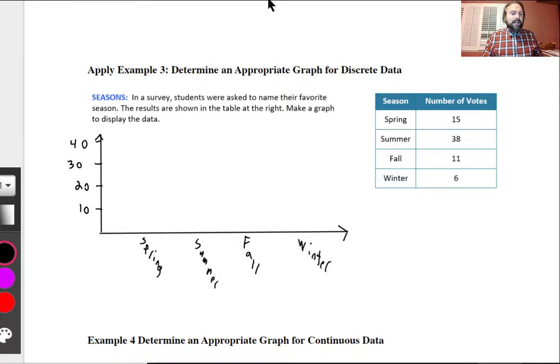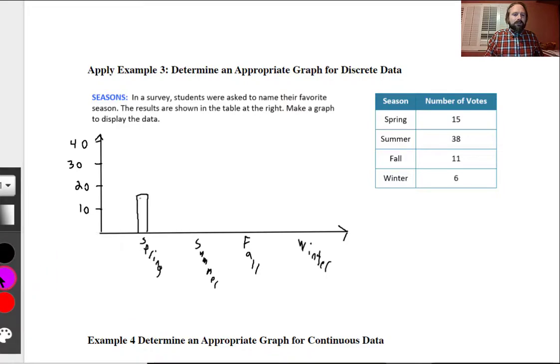So let's explain this. I myself would probably want to use a more represented scale, rather than 10s right here, maybe 5s or maybe 1s if I had enough space. But seeing that we only have this space right here, I'm going to put it by 10s. So looking at this, it says spring is 15. So I'm going to go halfway in between 10 and 20. I'm going to put my bar right there.